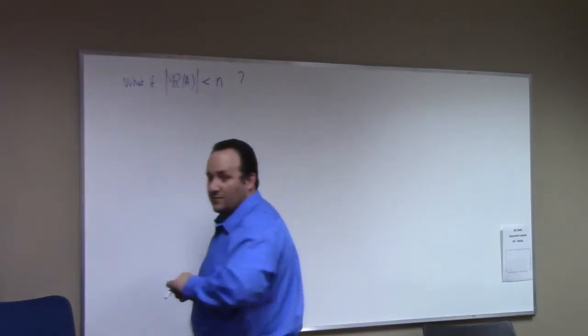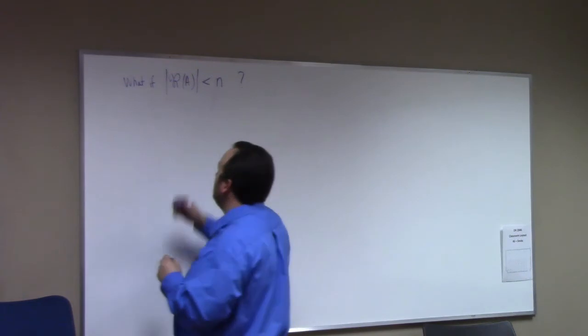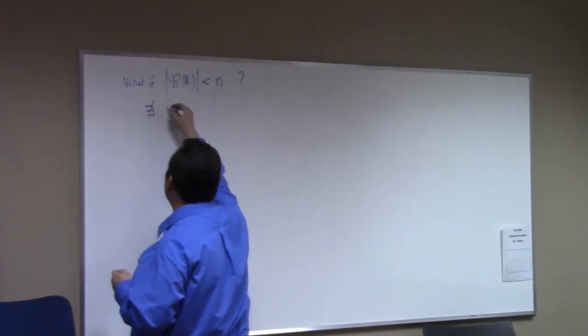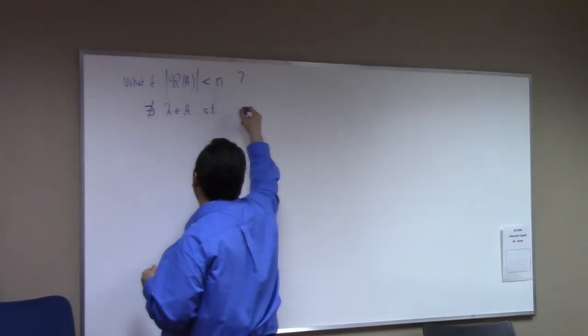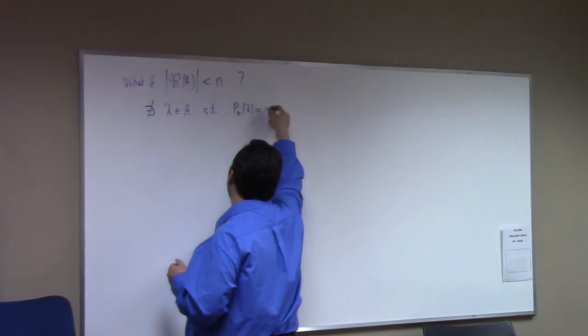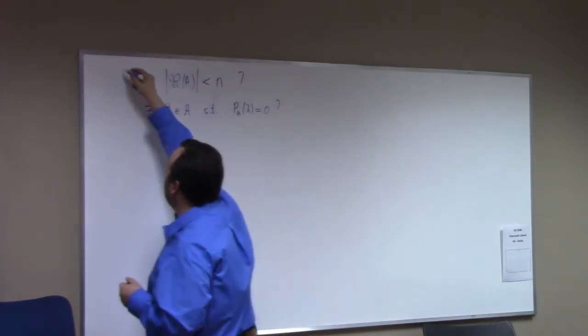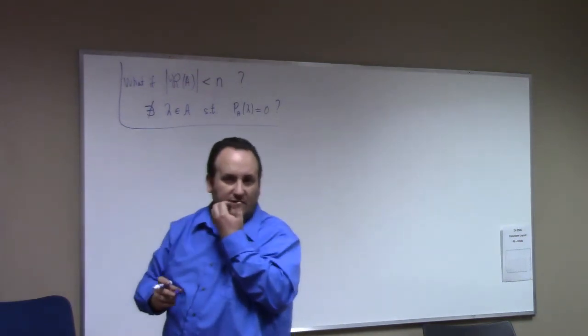But what if there are no roots? That's the most dramatic case, right? What if there's no roots? What if there does not exist lambda in A such that P_A of lambda equals 0? What do we do then? How should we solve the system in that case?